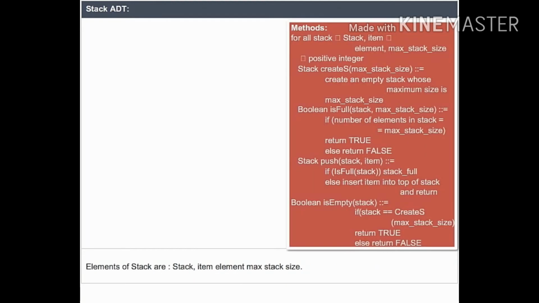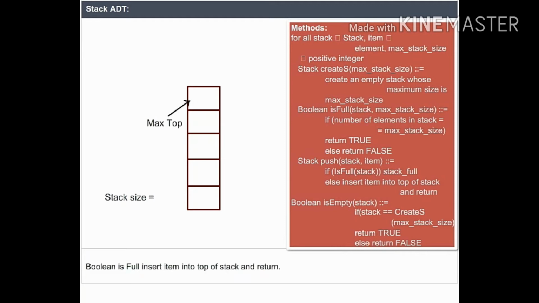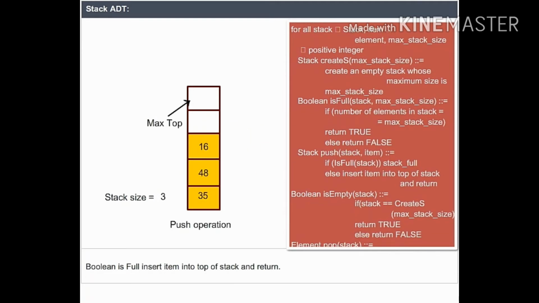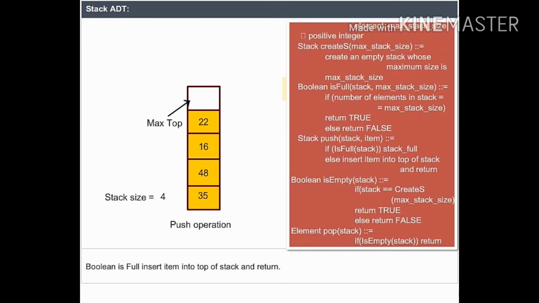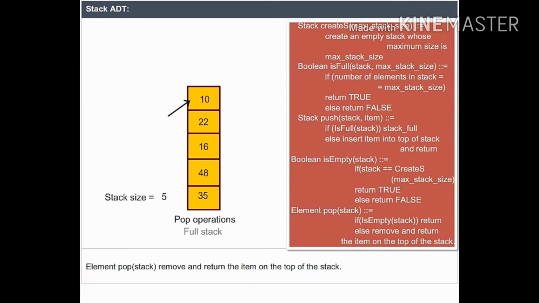Stack ADT. Elements of stack are stackItemElement, maxStackSize. Create an empty stack whose maximum size. Boolean isFull. Insert item into top of stack and return. Element pop, remove and return the item on the top of the stack. Boolean isEmpty. Insert item into the top of stack.